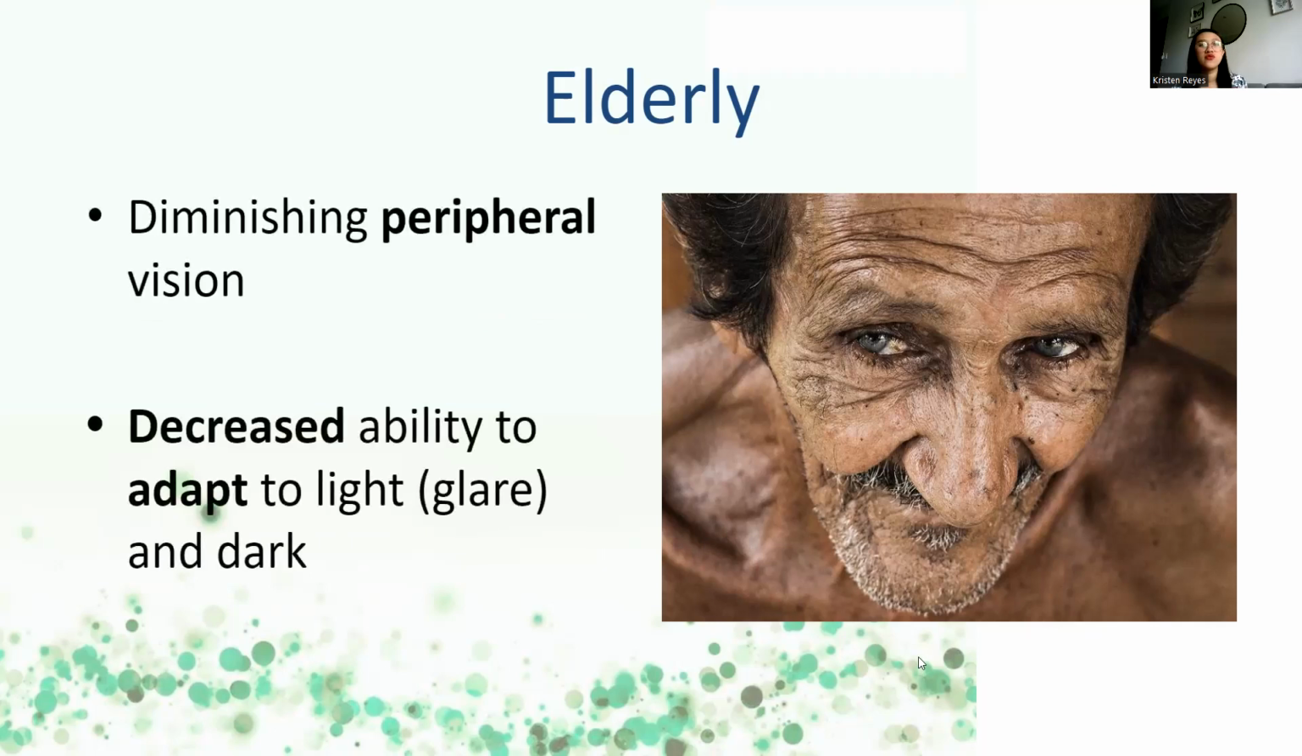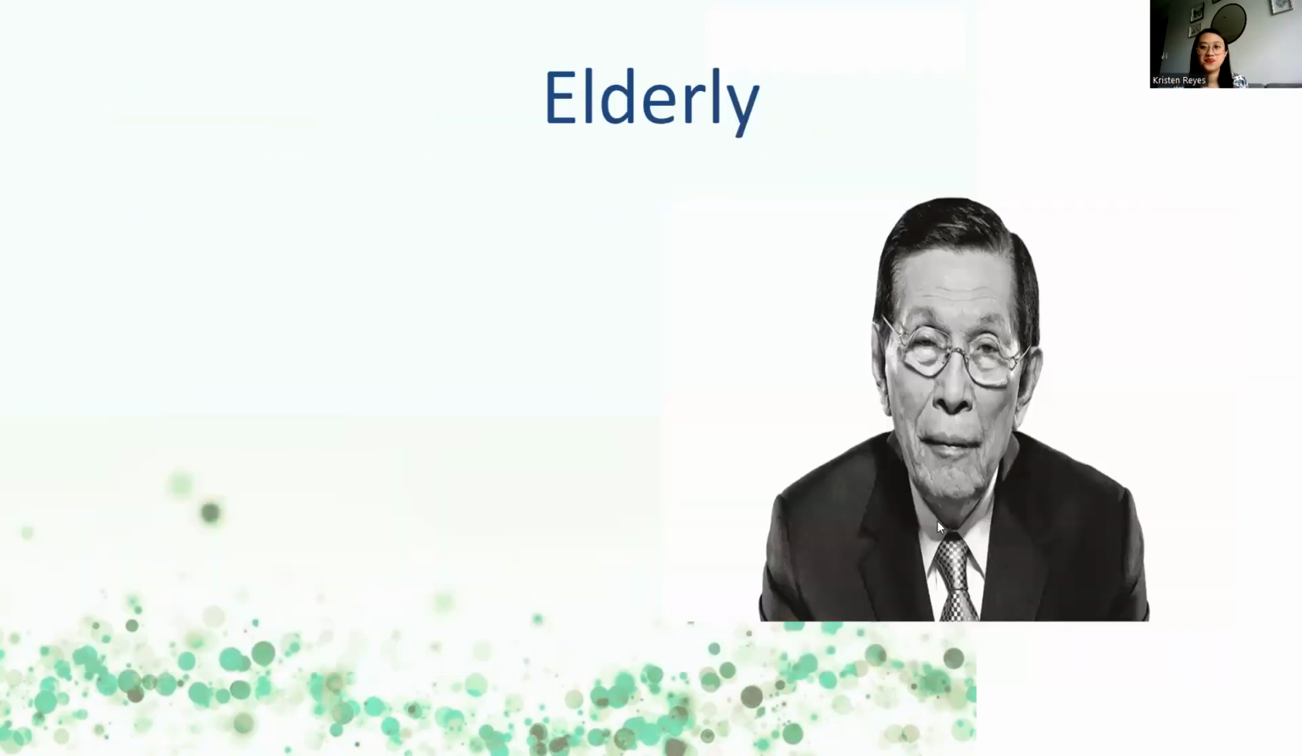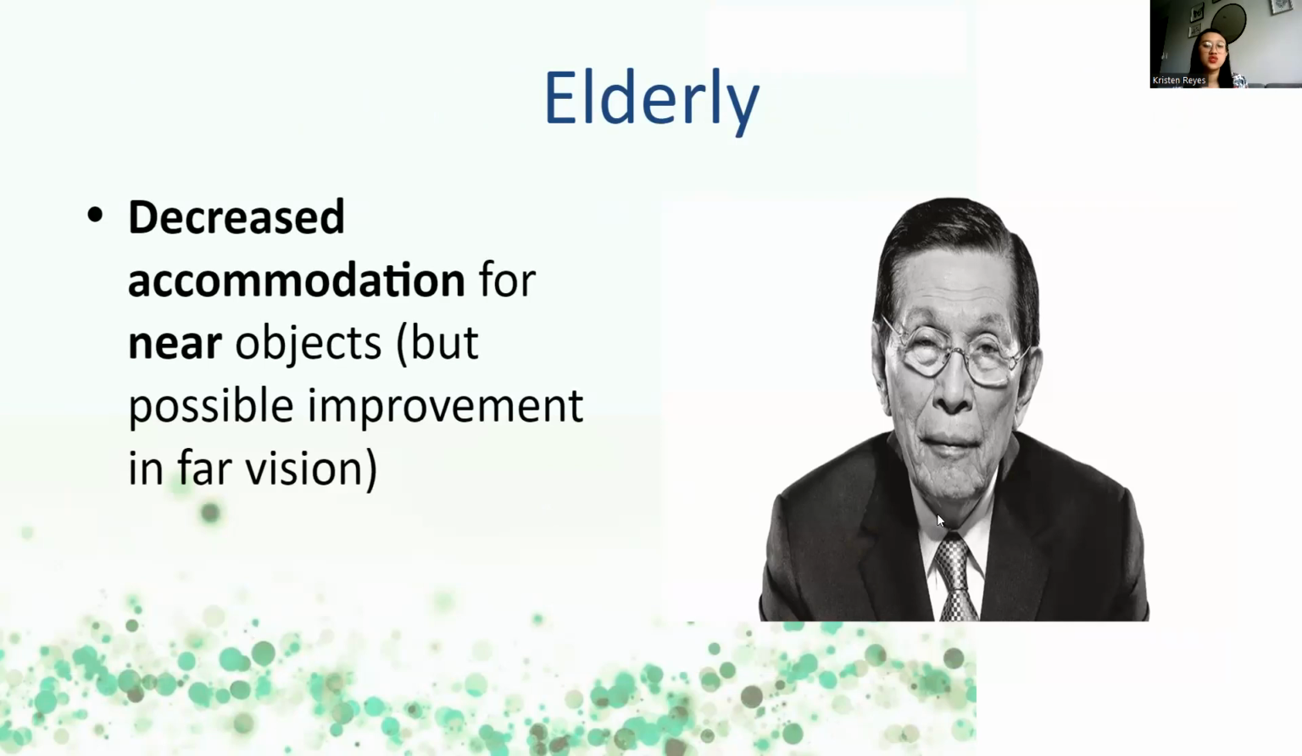There is also diminishing peripheral vision due to gradual loss of receptors in your retina. And at the same time, decreased ability to adapt to light and dark. So this is an example of diminished peripheral vision. So central na lang yung nakikita. Decreased accommodation for near objects happens as well. But there is possible improvement in far vision. Diba yung mga matatanda, ano sila humawak ng phone or magbasa malayo sa kanila? Kasi mas better yung vision nila pag mas malayo kesa mas malapit. Kasi there is less accommodation.